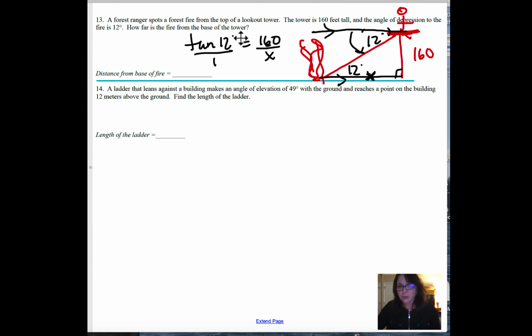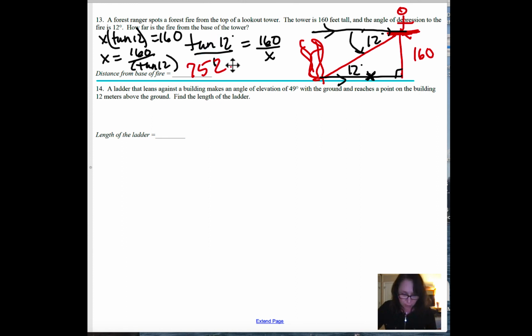I'm going to have to cross multiply and divide this one. So we're going to get x times tangent of 12 is equal to 160. And so I get x is equal to 160 divided by parenthesis tangent of 12. So if you're going to go 160 divided by tangent of 12, please make sure you use parentheses. So tangent of 12 degrees, close the parentheses, I get about 752 feet. So the answer is going to be about 752.7 feet away.